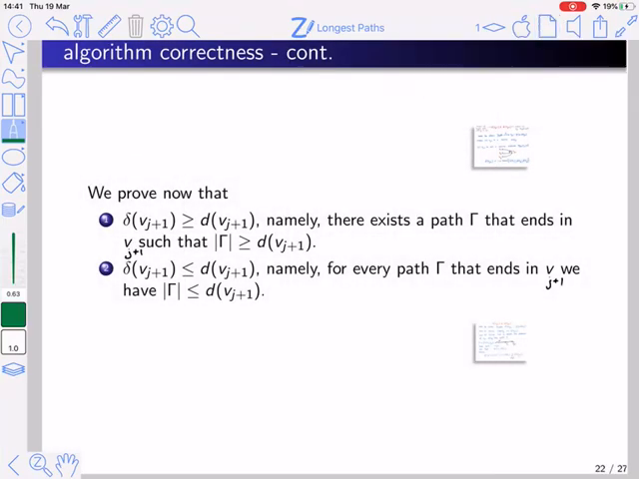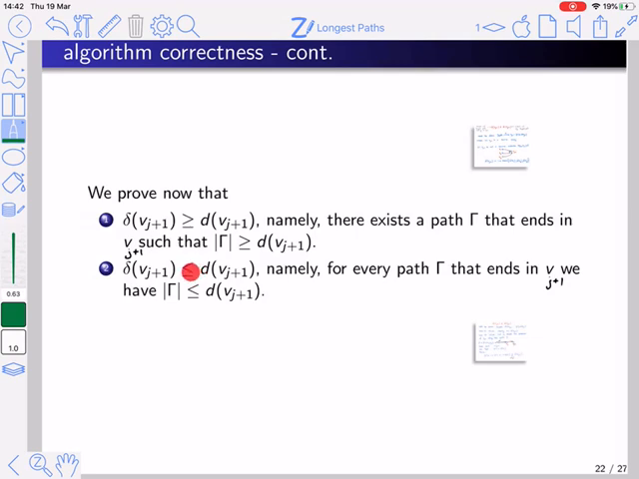The proof consists of two parts. In order to prove equality, we prove that delta of vj plus 1 is greater than or equal to d of vj plus 1, and that delta of vj plus 1 is less than or equal to d of vj plus 1. These two inequalities combined give us the desired equality.